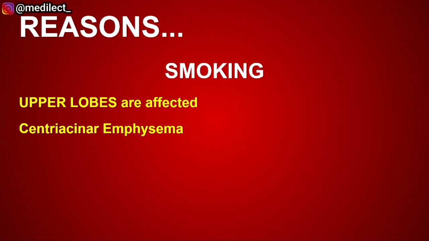Now another reason is smoking. Because of smoking, the upper lobes are affected, and the common emphysema seen in the smokers is the centri-acinar emphysema. We'll discuss the types of emphysema in this video only, but over here just remember, due to smoking, centri-acinar emphysema is caused.